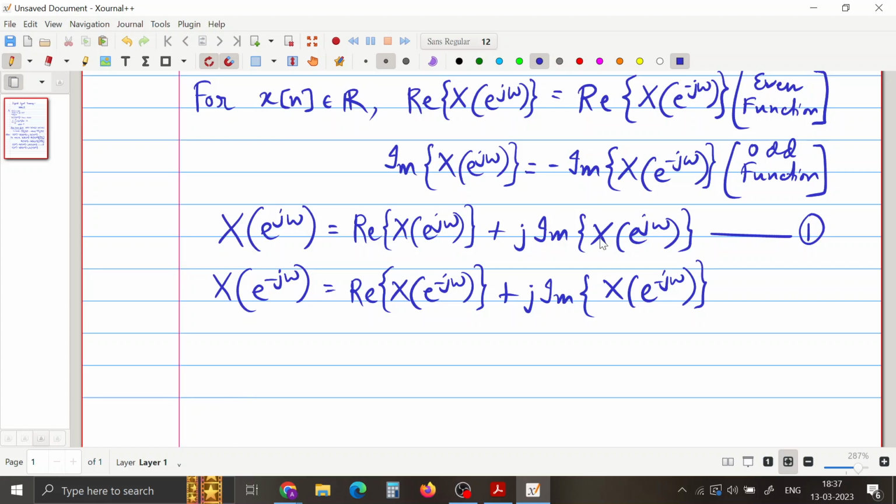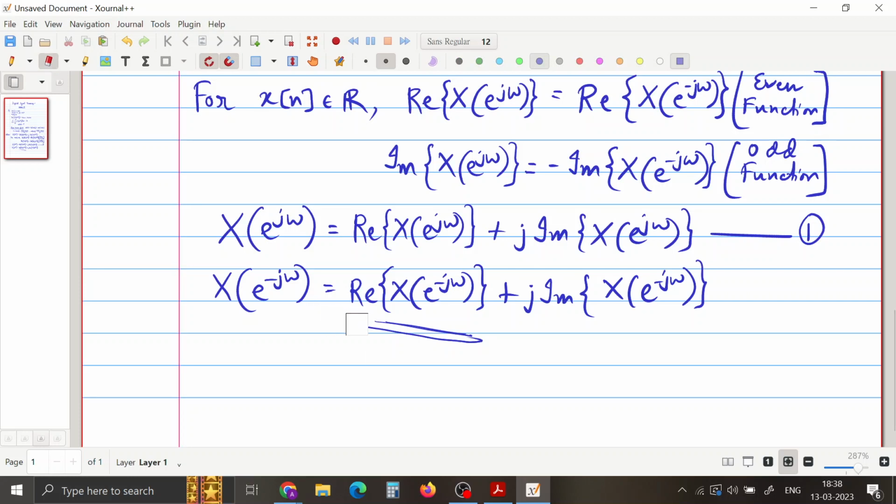I have written the first line again here into real part and imaginary part, and then what I have done is I have replaced omega by minus omega. So we have this thing, just omega getting replaced by minus omega. And now, since the real part of the Fourier transform is an even function, the real part of capital X of e power minus j omega is the same as the real part of capital X of e power j omega because it's an even function.